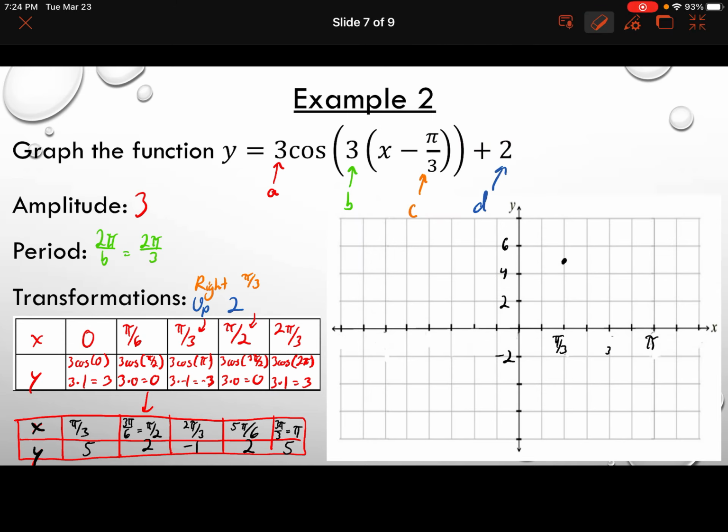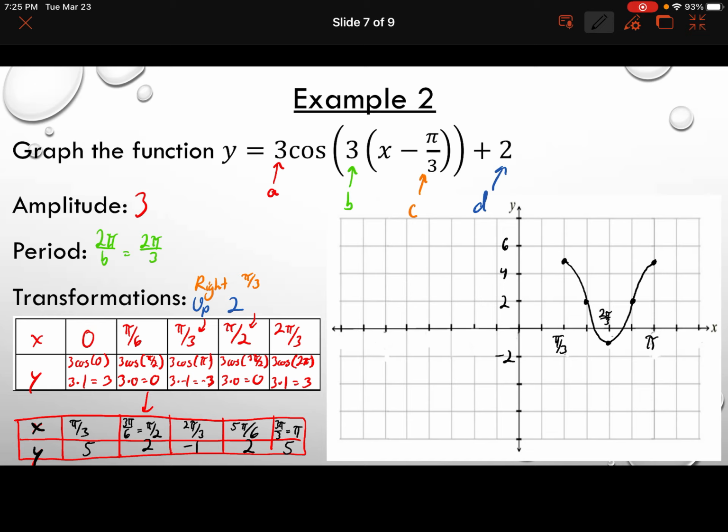Erase that, put that over here so it's not in the way. Negative 1. And then at pi, we have 5 again. And then in between, we have 2 and then 2. So it looks like our curve is going to look something like this. Okay, it's going to look something like that.